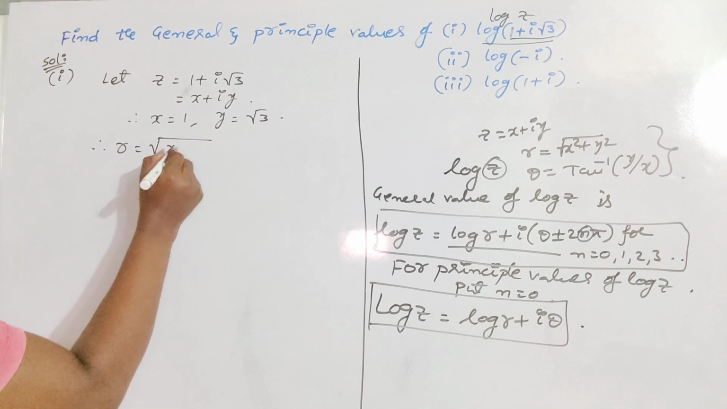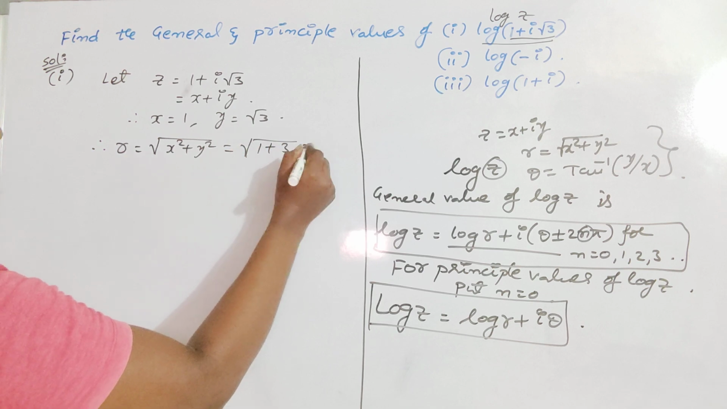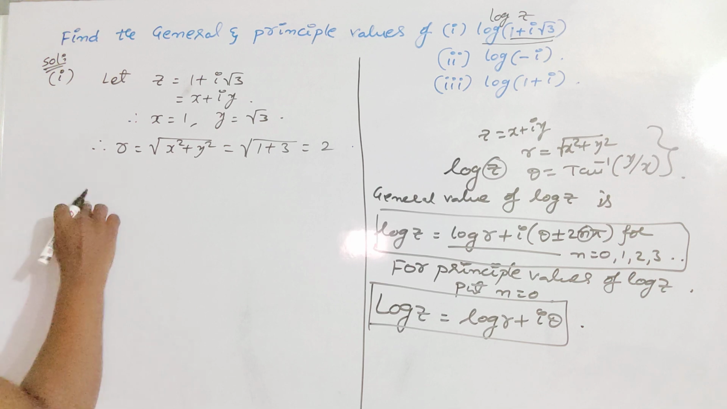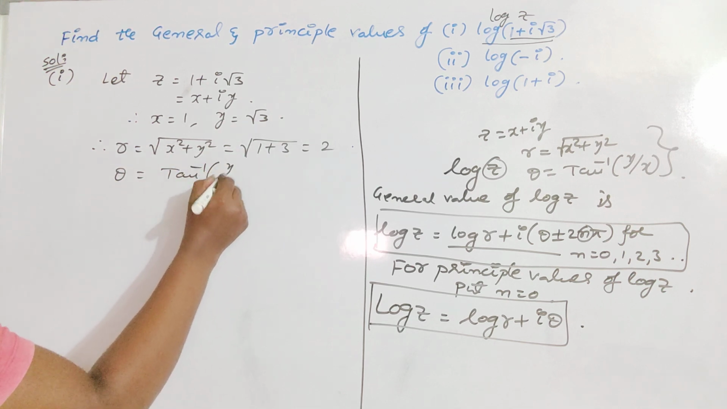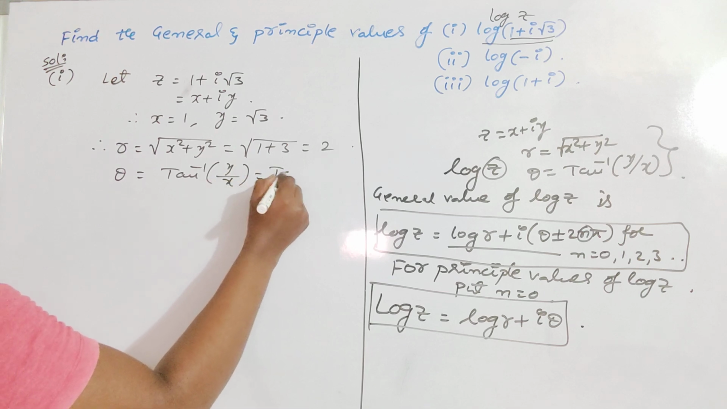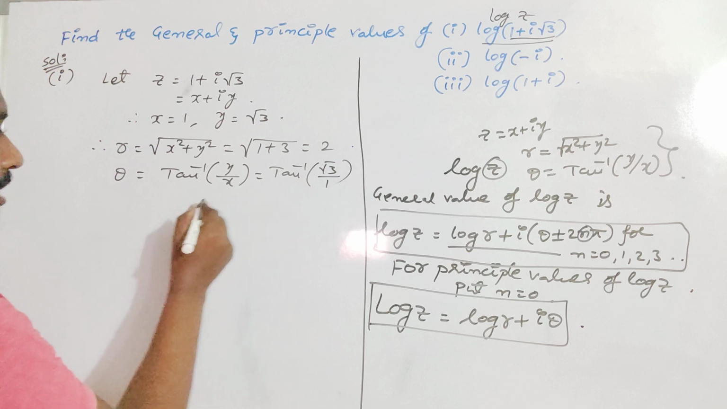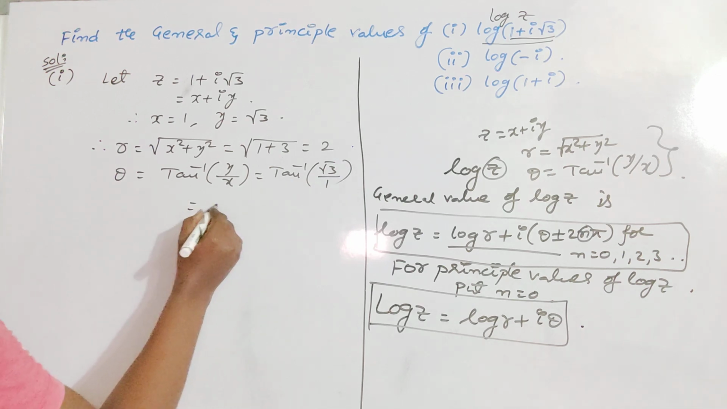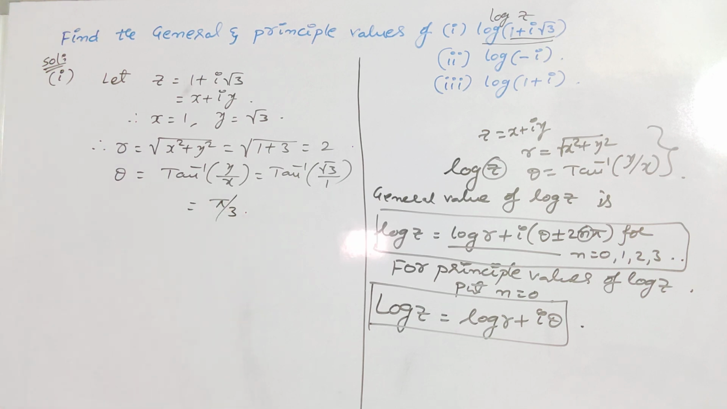We need the r value: root over x square plus y square, which is root of 1 plus root 3 whole square. Root 4 is nothing but 2. I got the r value as 2. And what about theta? Tan inverse of y by x. So tan inverse of the imaginary part, root 3, by 1. We get tan inverse of root 3, which is pi by 3. At 60 degrees you will get tan inverse of root 3.